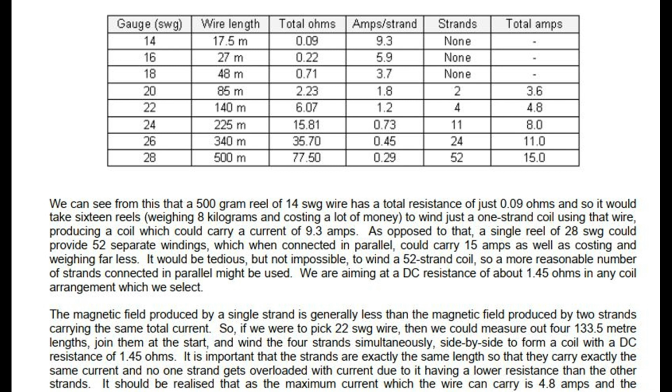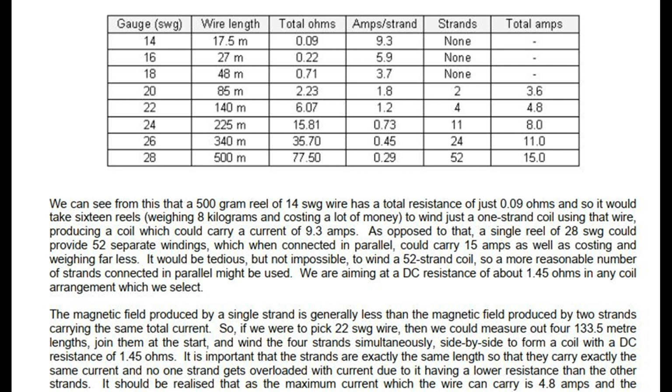The magnetic field produced by a single strand is generally less than the magnetic field produced by 2 strands carrying the same total current. So, if we were to pick 22 SWG wire, then we could measure out 4 133.5 meter lengths, join them at the start, and wind the 4 strands simultaneously, side by side, to form a coil with a DC resistance of 1.45 ohms. It is important that the strands are exactly the same length so that they carry exactly the same current and no one strand gets overloaded with current due to it having a lower resistance than the other strands.